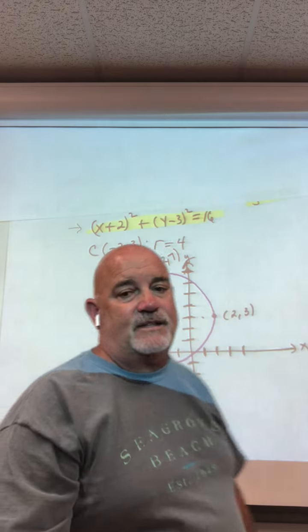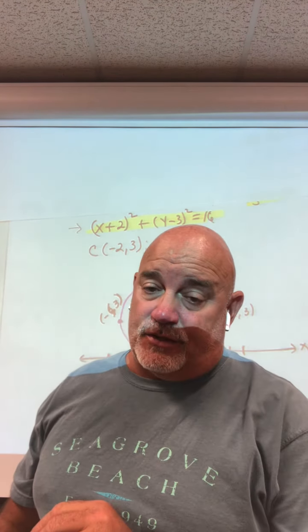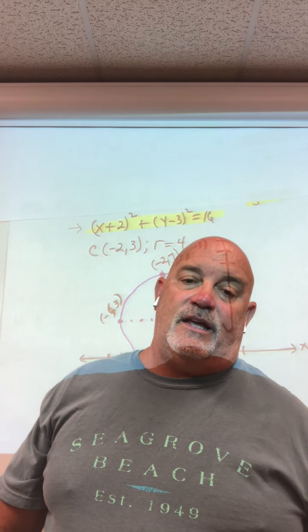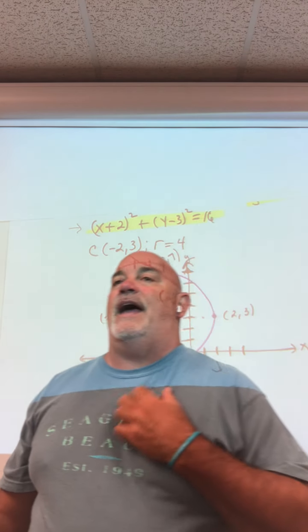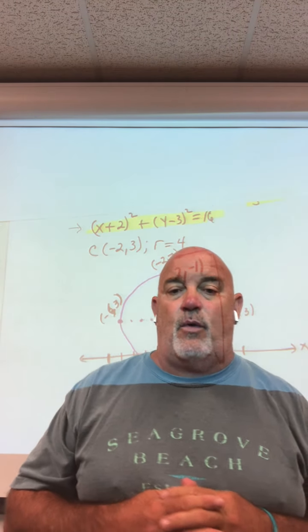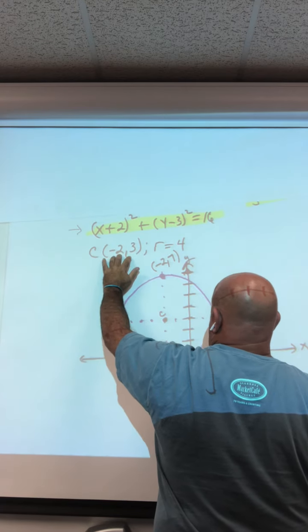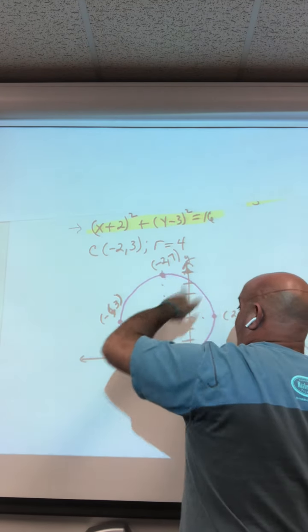So here's what you basically do when you graph a circle. First, you have to know the center and you have to know the radius. And the only way you can do that is if you're given the equation in center radius form, which it was. I gave you this, we stated the center and the radius, and then we graphed it.